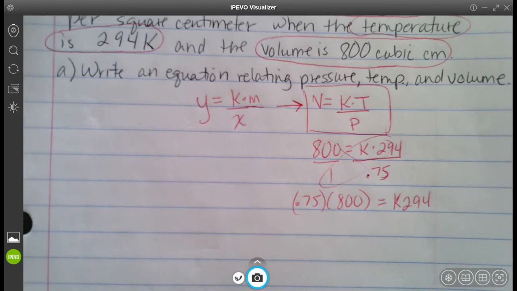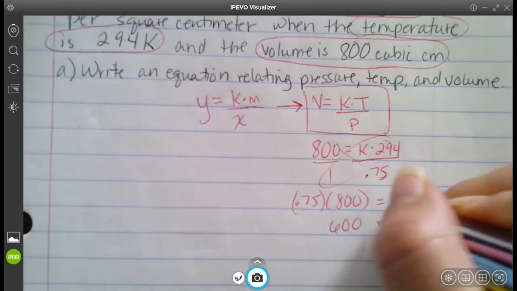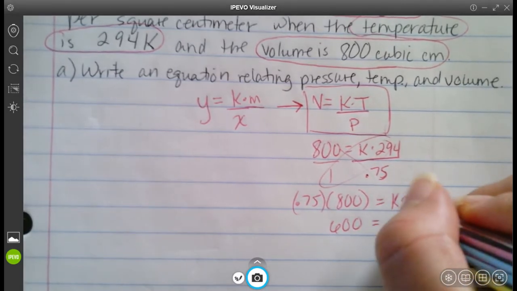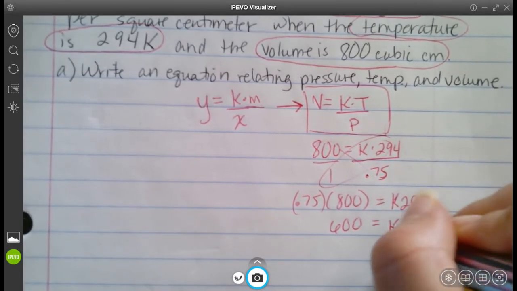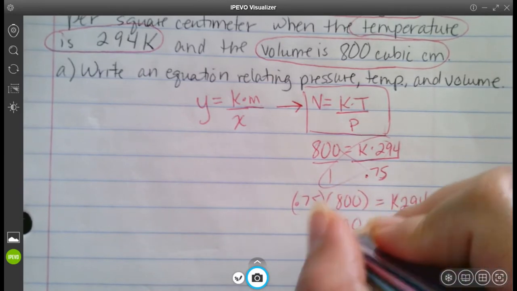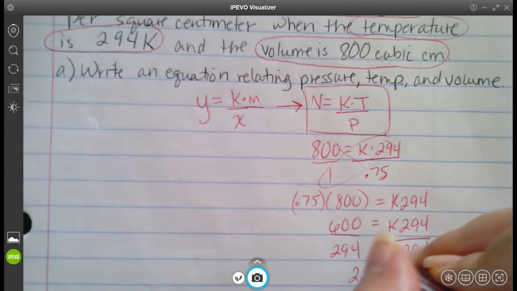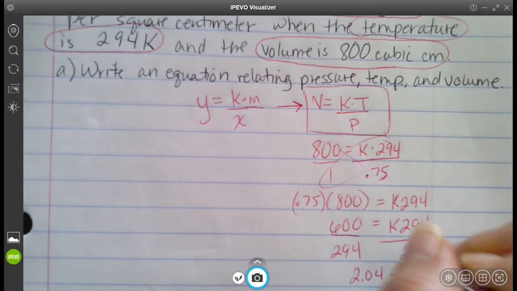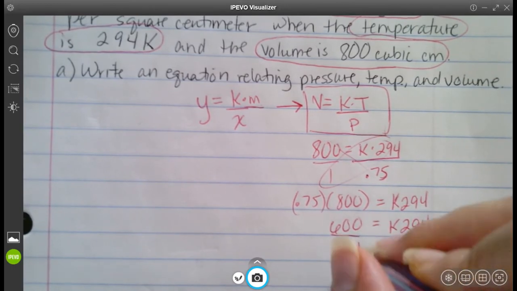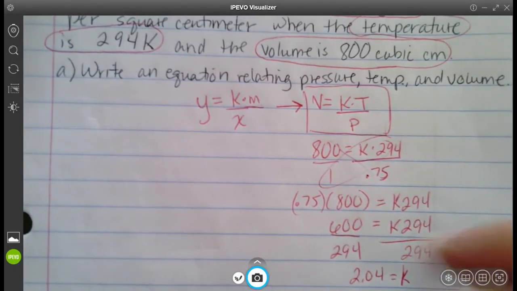So I'm getting 600 on this side equals K times 294. Our next step is to divide both sides by 294. And that gives me 2.04. So our constant of variation, K, is going to be 2.04.